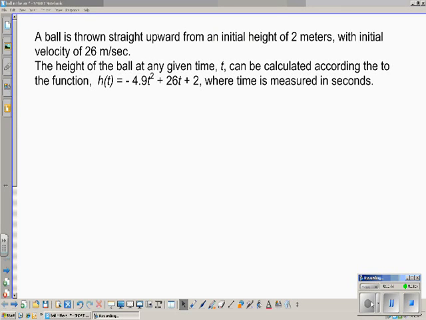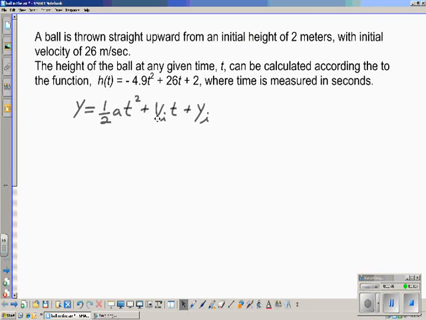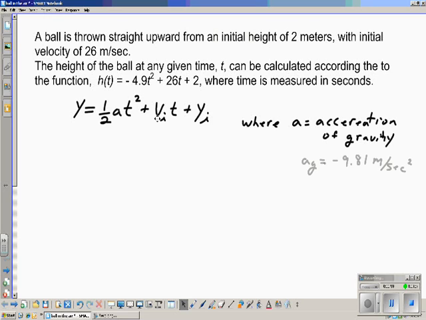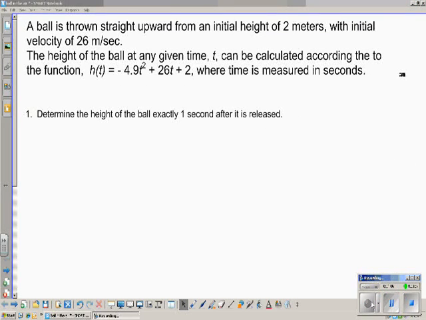If you have any interest as to where this equation comes from, it follows the general form of a quadratic. As you can see, velocity is put into the B position, and initial height is put into the C position, and the A is the acceleration of gravity, which is 9.8 meters per second squared, and I've taken half of that to give me the negative 4.9.